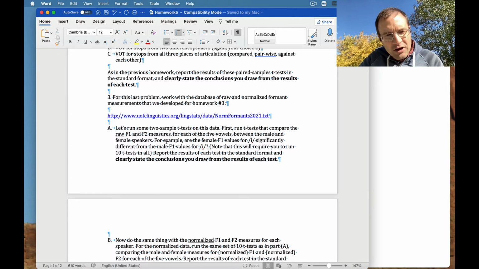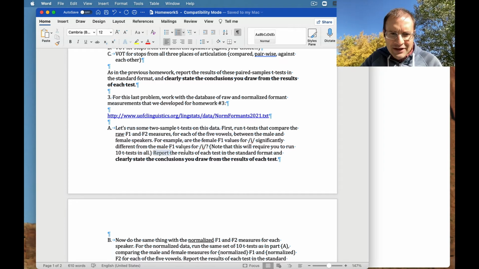So to start off with, for example, are the female F1 values for E significantly different from the male F1 values for E? That's your first t-test. And then for the second one, you'd say, well, how about female F2 for E? Is that significantly different from male F2 for E? And then you move on to the next vowel, A, you do F1 and F2, and so on and so forth. And ultimately you run 10 t-tests in all. They're all 2 sample t-tests. And again, there's 5 vowels and 2 formants for each vowel. That's how you get to 10.